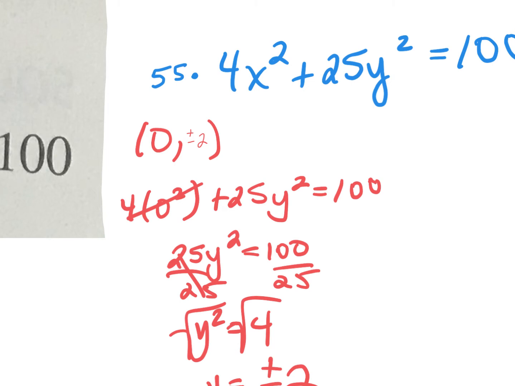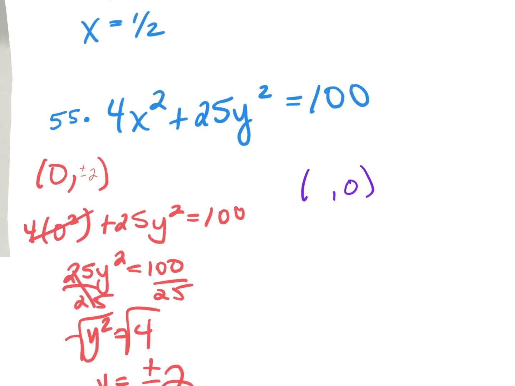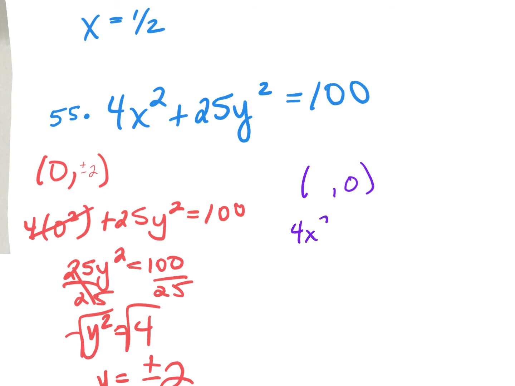So now we're going to do the exact same thing, but instead of plugging in 0 for x, we're going to plug in 0 for what? Y. Okay, so I have 4x squared plus 25 times 0 squared equals 100. What's 0 squared times 25? So I have 4x squared equals 100.